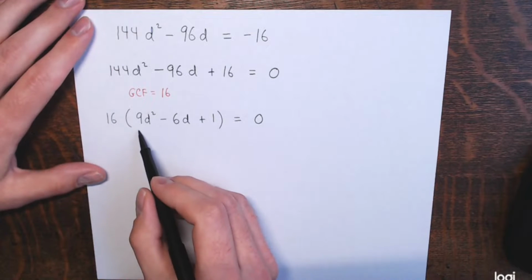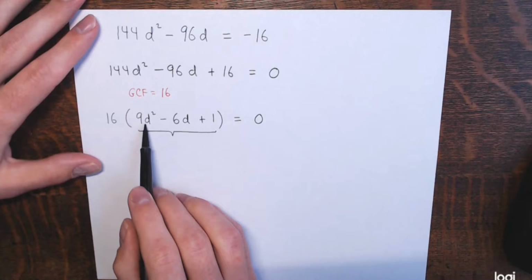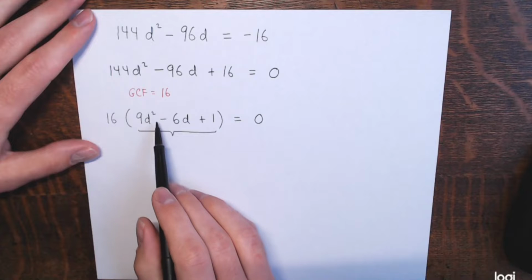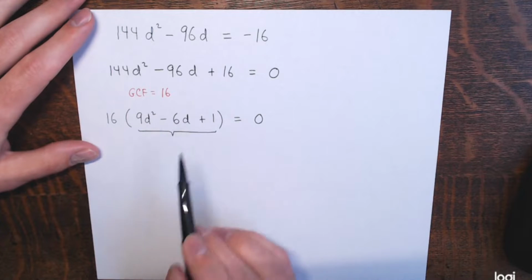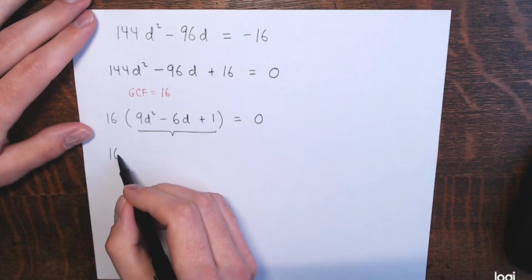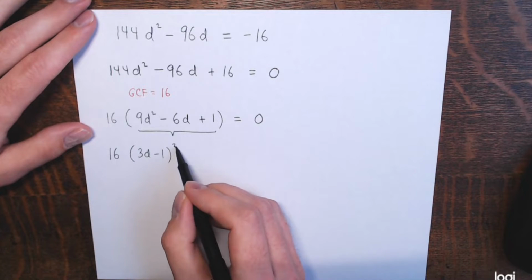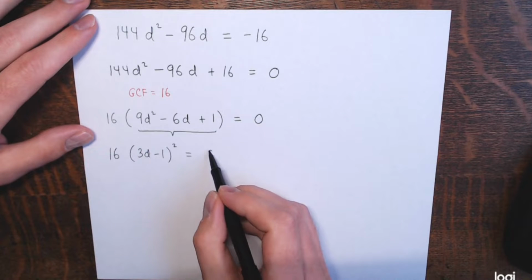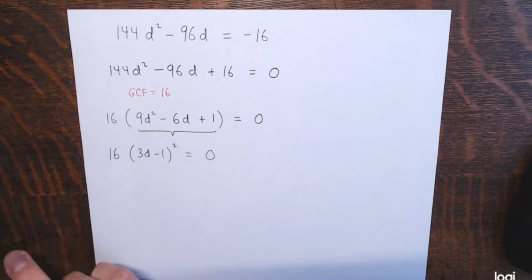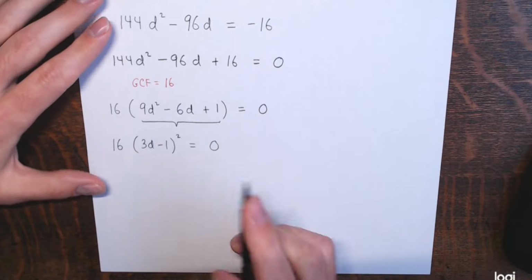And then I recognize it, maybe you do too, but this 9d squared minus 6d plus 1 is actually a perfect square trinomial. It's 3d to the second minus 2 times 3d times 1 plus 1 squared. So this will factor to the same factor twice. It's actually 3d minus 1, squared. And there we go. And now I have a product equal to 0. There are technically 3 factors here. But because one of them is just the same factor twice, I don't need to write that twice, right?